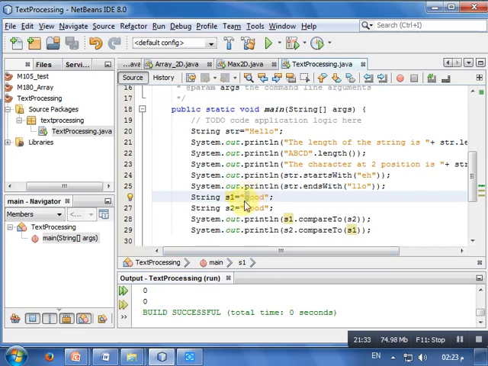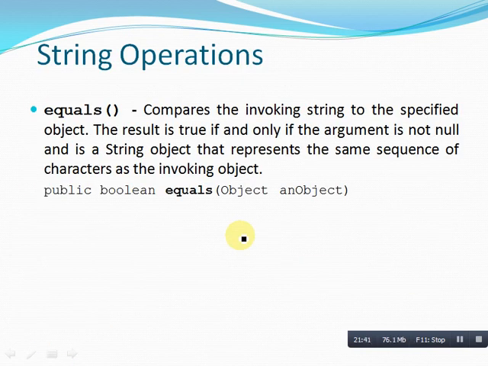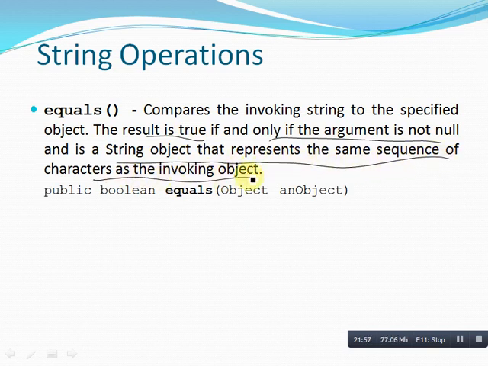Okay. So this is how you can compare two strings by using the function compare to. Next, there is another method called equals, which compares the invoking string to a specified object. The result is true if and only if the argument is not null and is a string object that represents the same sequence of characters as the invoking object. So the output of this method is either true or false. If both strings are equal, it will return true. If both strings are not equal, it will return false.